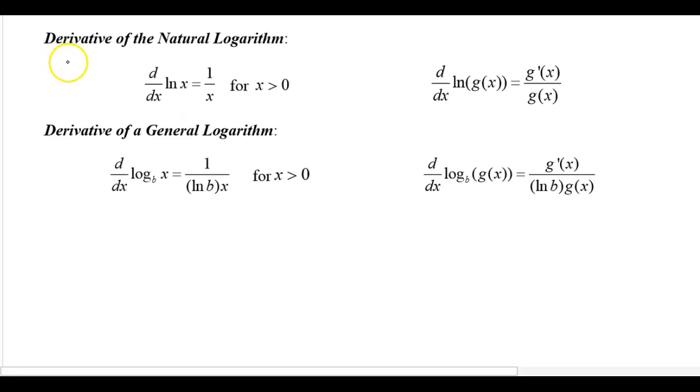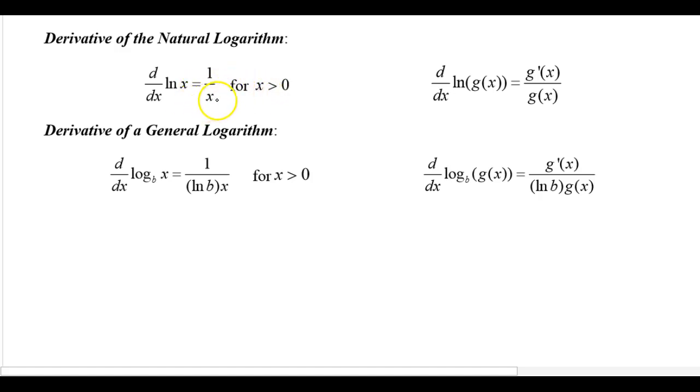Now we're going to extend our rules for derivatives and look at the derivatives for logarithms, and we'll start with the derivative of the natural logarithm. So the derivative with respect to x of the natural log of x, so specifically ln x, is 1 over x for any x values that are greater than 0. And that's because the natural log function is only defined for x values greater than 0. That's its domain. So the derivative also only applies to values in the domain of x.